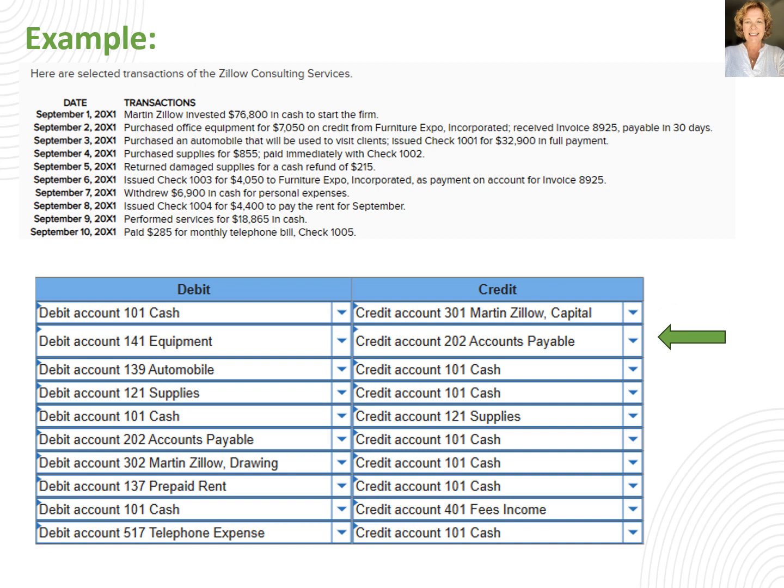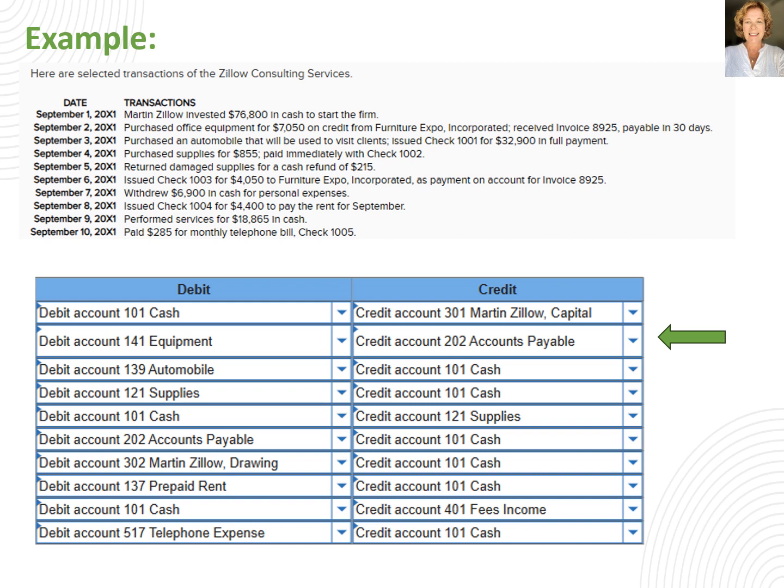Let's look at the next transaction. Zillow Consulting purchased office equipment on credit for $7,050. How do we know that the company purchased on credit? It states that the amount is payable in 30 days. So with this transaction, let's first understand what resources or obligations of the company changed. The company now has more office equipment, and office equipment is considered an asset. Assets increase with debits. Therefore, we debit the equipment account.